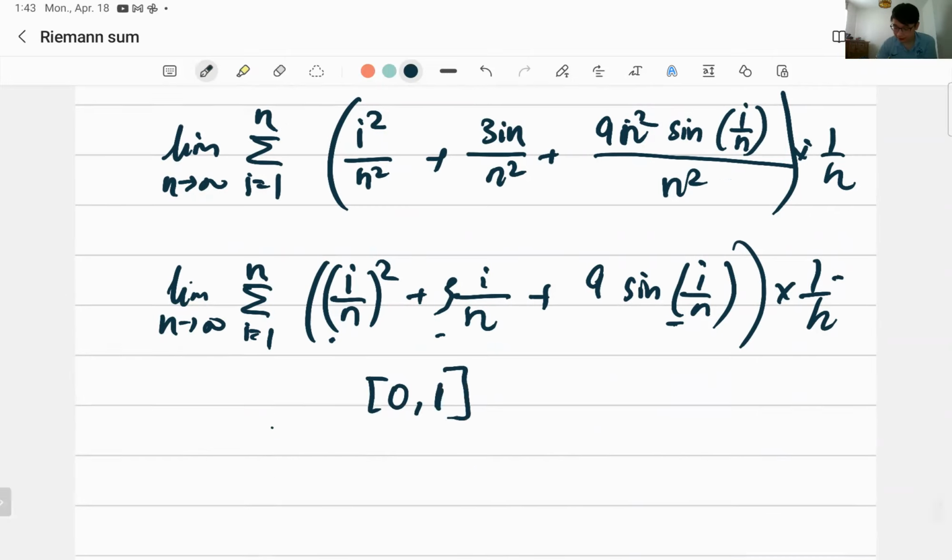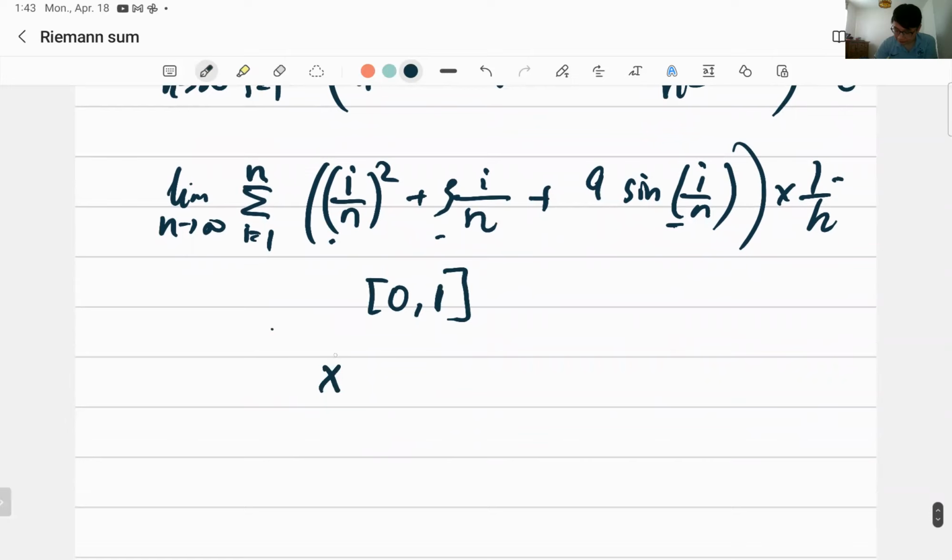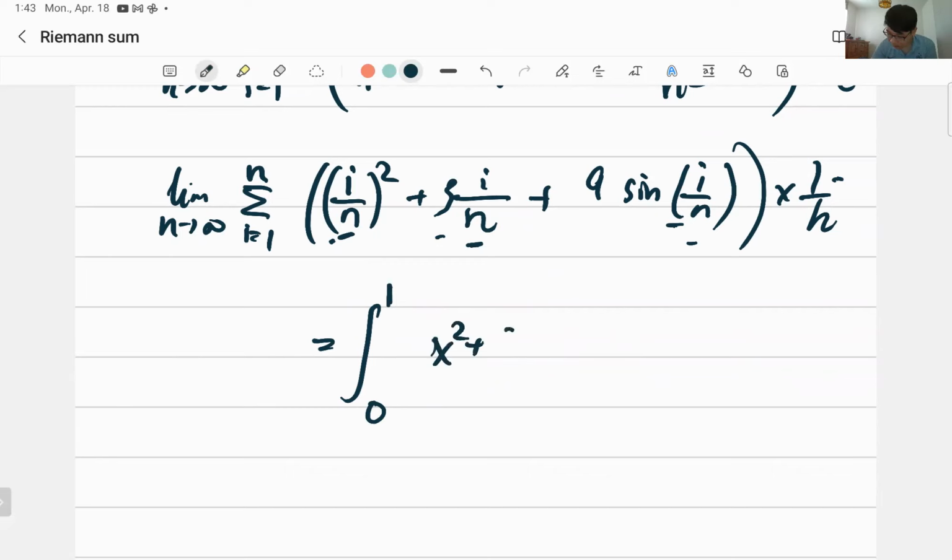And what is my function? My function is, so I'm going to write everything here in terms of x, right? So x squared plus 3x plus 9 sine x. And this is the expression. So you want to write this in terms of a definite integral, right? So it will be equal to the definite integral where the interval starts at 0 and ends at 1. And so rewriting the whole thing: x squared plus 3x plus 9 sine x dx. And this is the expression for it.